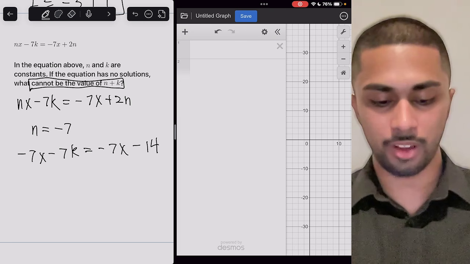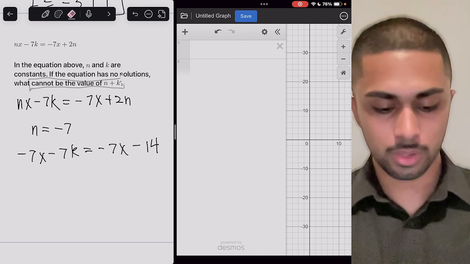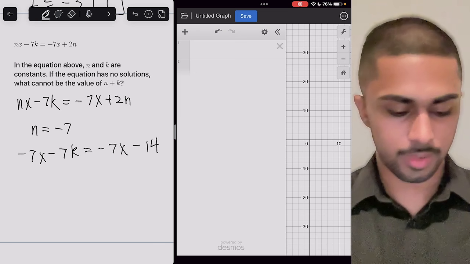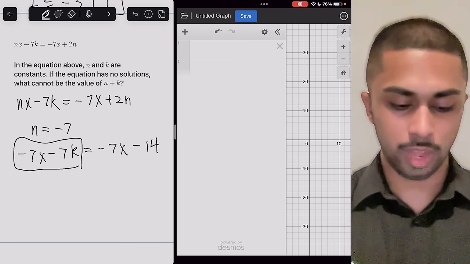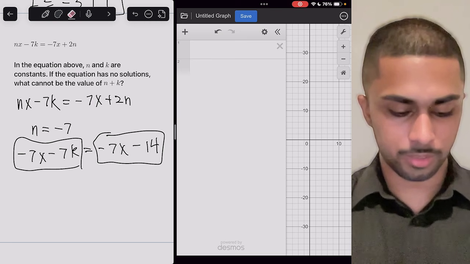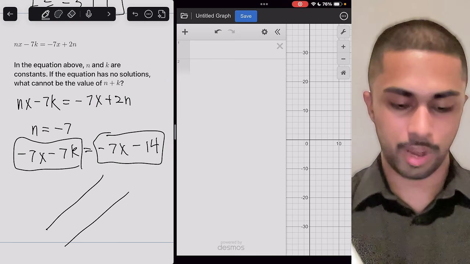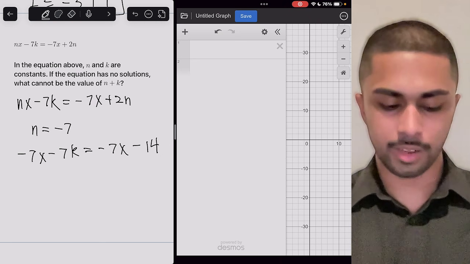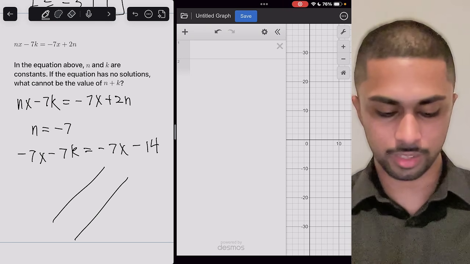What cannot be the value of n plus k? Well, what cannot be the value is if these two lines are the same. Why? Because right now, if these two lines are parallel, they will have no solutions, which is what the question wants. Now, there is one exception to this.